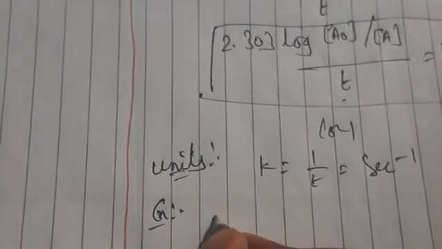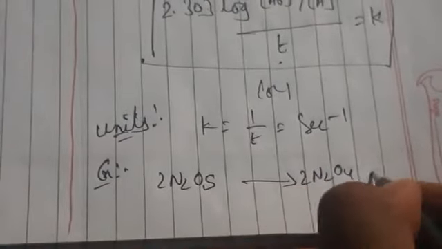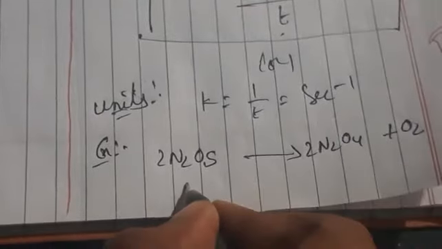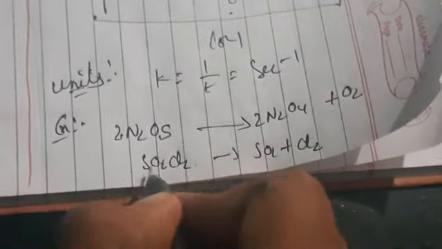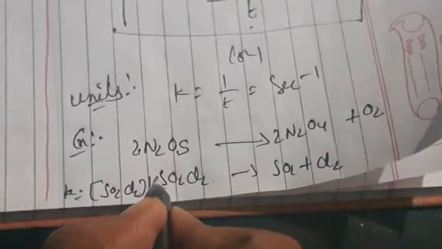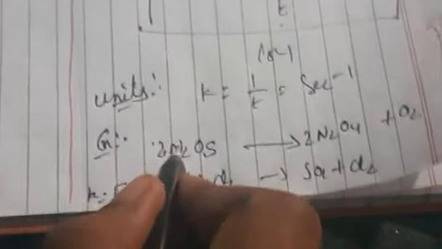So what are the examples we are going to take here? 2N2O5 gives rise to 2N2O4 plus O2. In the same way, SO2Cl2 gives SO2 plus Cl2. So this is also an example. If you have observed here, the rate will be the same. For this, the order you will be getting is 1. The rate is k times the concentration of SO2Cl2 to the power 1, because there is only one mole. Coming to the other one, see, there are 2 moles.